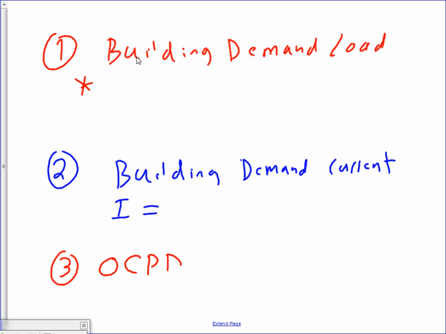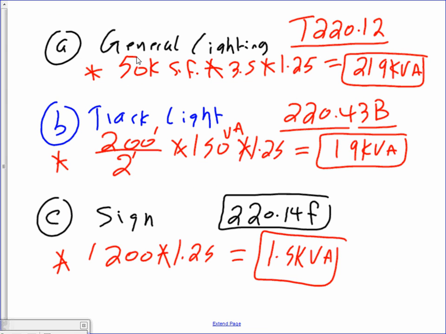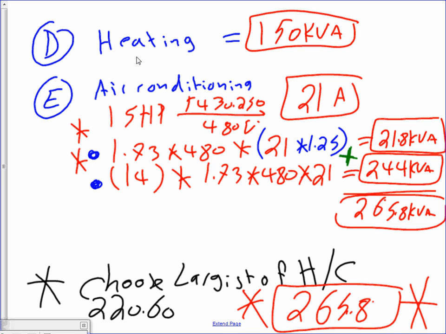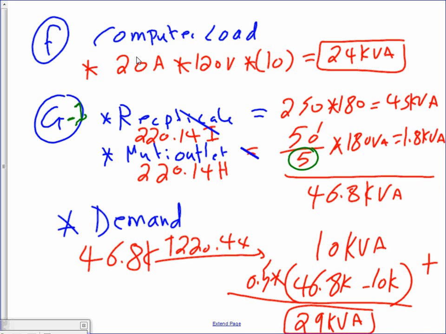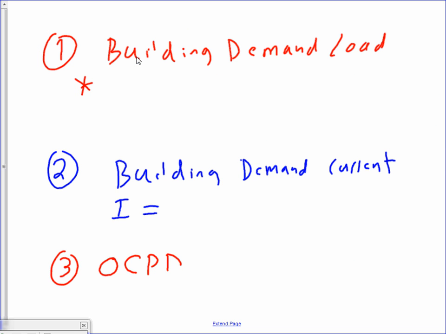Now next, guys, building demand load. You're going to add all these steps that we just went through. You're going to add the general lighting load, the track light, the sign. You're going to add the heating and the cooling, the largest of the heating and the cooling. You're going to add the computer load. You're going to add the receptacle demand, that step here. When you add them all up, here's what you're going to come up with.